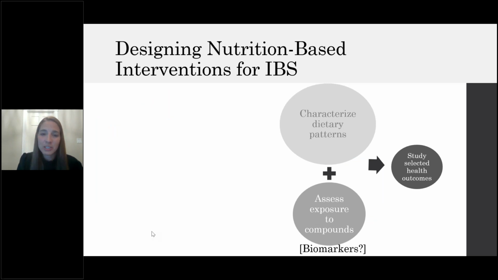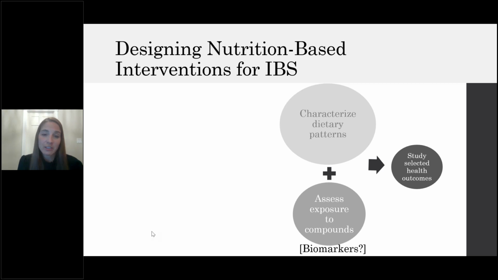Okay, so now I'm going to shift topics just a little bit and talk about designing nutrition-based interventions for irritable bowel syndrome. My interest in this really stemmed from a lot of my doctoral work, where I was working on trying to categorize dietary patterns and understanding exposure to different dietary interventions. And really the mindset was trying to mimic what we see in pharmacology-based interventions in our dietary interventions.